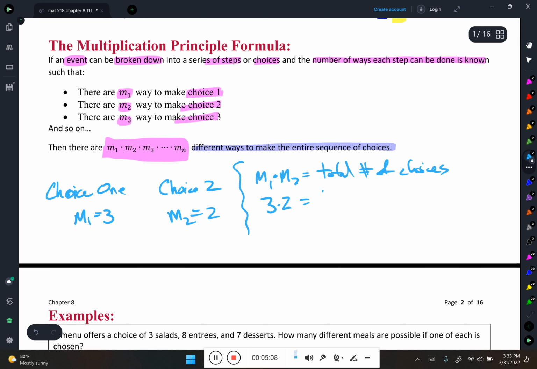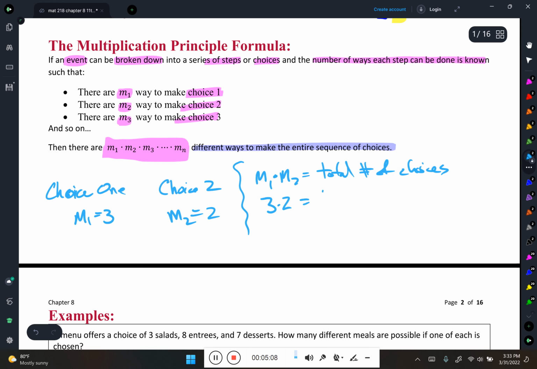Multiplication principle. You break it down into steps, as many steps as there are. If you can break it down into 5 steps, then you have 5 M's. If you can break it down into 10 steps, then you have 10 M's. It really doesn't matter how many steps. Break it down into steps, multiply all the steps together, gives you how many you got.